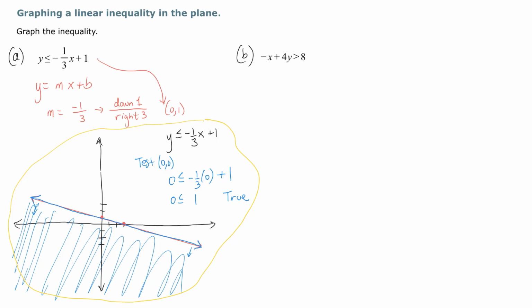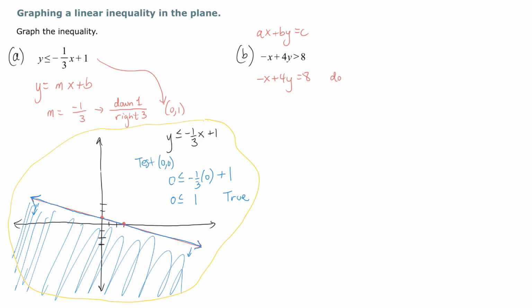Let's do another linear inequality. Once again, you want to write down the associated line. This one has ax plus by is equal to c. The associated line that you want to graph is negative x plus 4y is equal to 8. So we're going to graph this straight line.